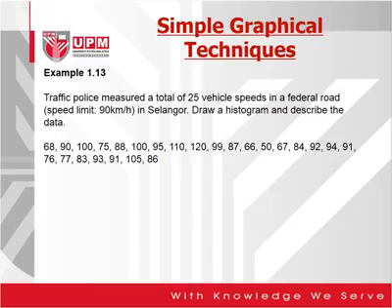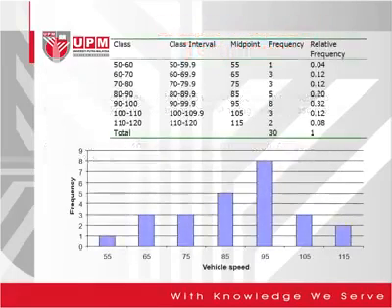Example 2. We use the vehicle speed measured by police. There are 25 vehicles, and these are the data. We do the same thing to build the class interval, midpoint, frequency, and also relative frequencies. Now you see the histogram. So what can we say?